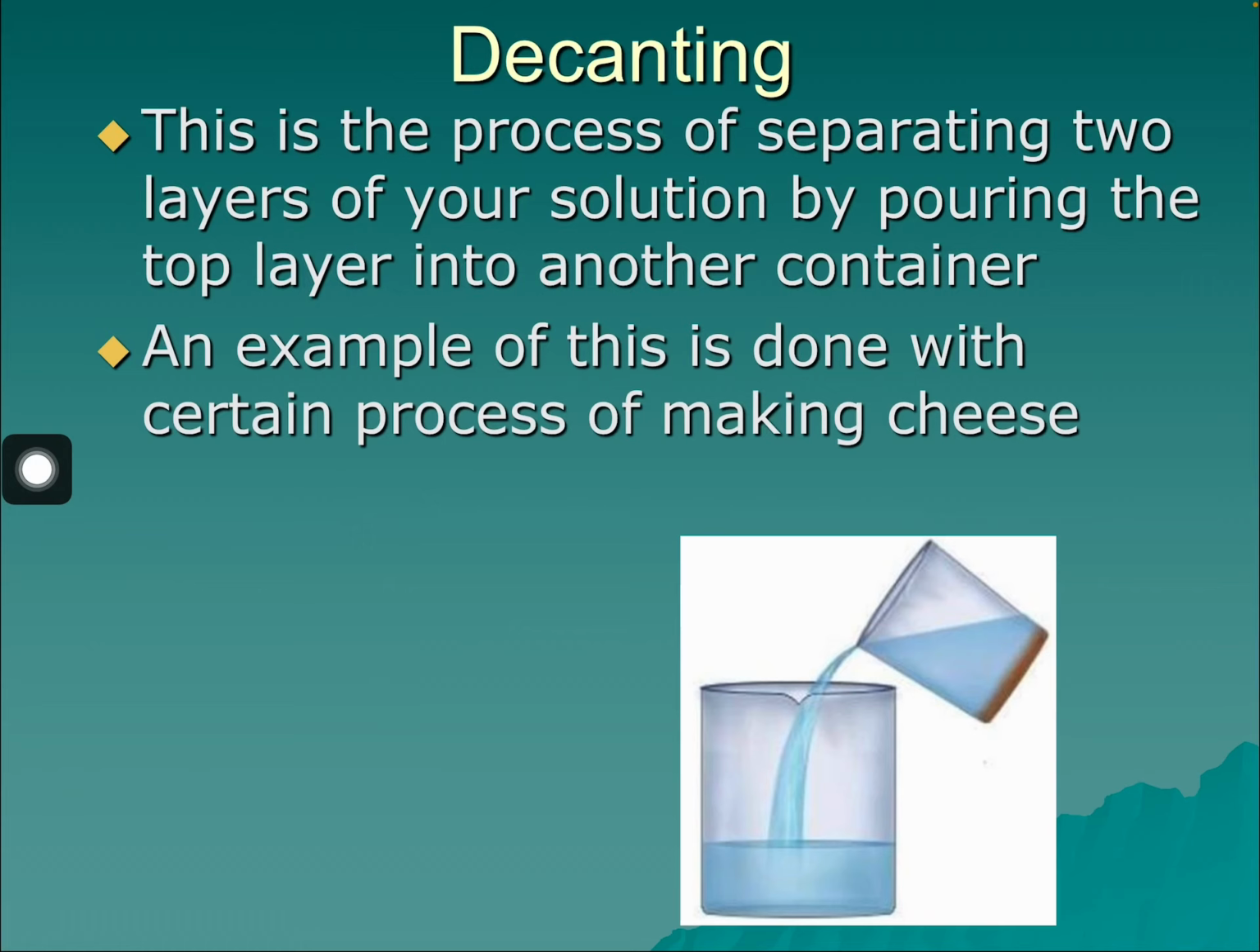Now, the last process is called decanting. So decanting is the process of separating two layers of a solution. So you could separate the liquid and the solid part, or if you had like an oil and water, you could do this too. Basically, you would pour one of the layers into another container.